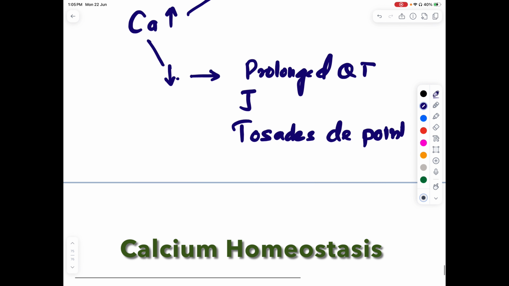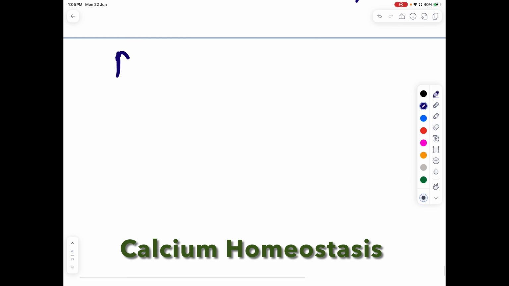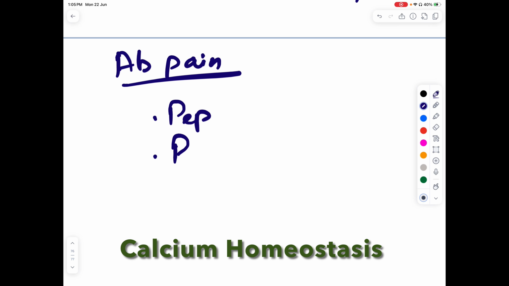Why does a patient with hypercalcemia develop abdominal pain? Pains, moans, groans, stones and pains. So abdominal pain can be peptic ulcer, pancreatitis, or stones. It can be any of the three.